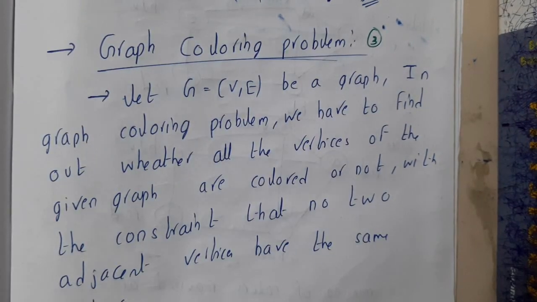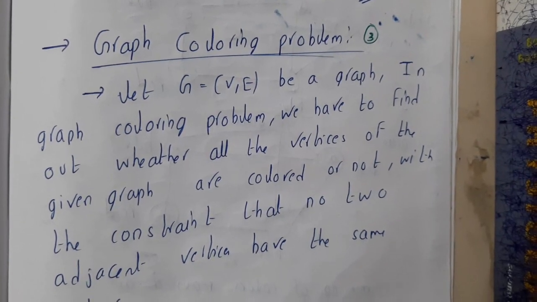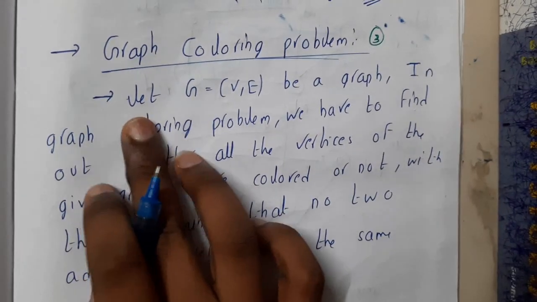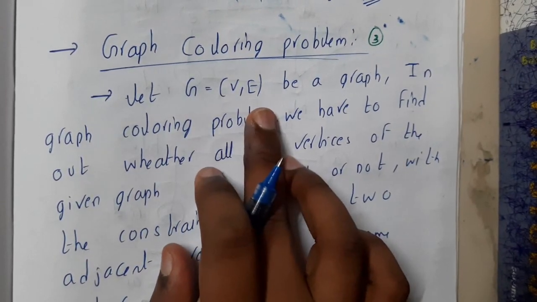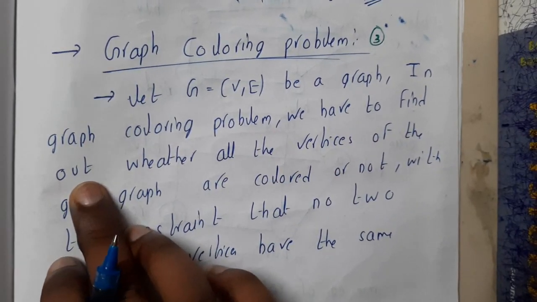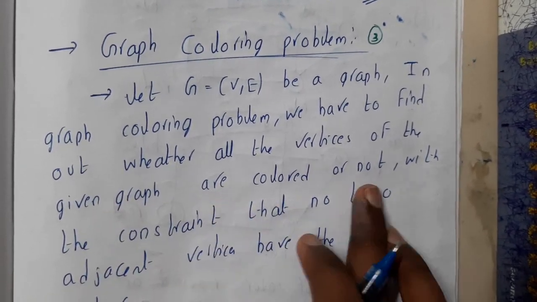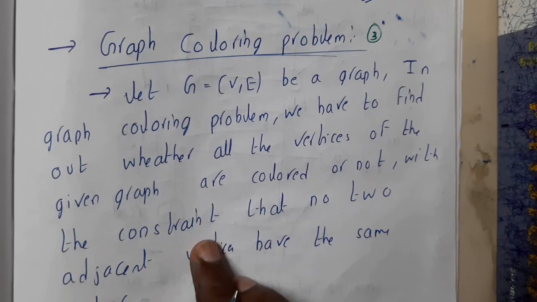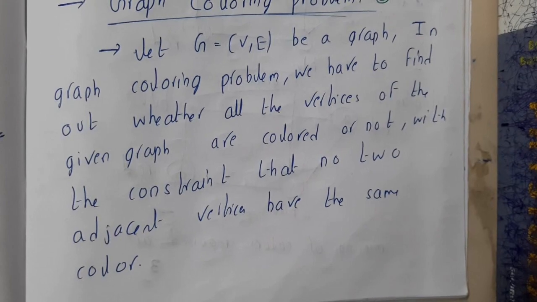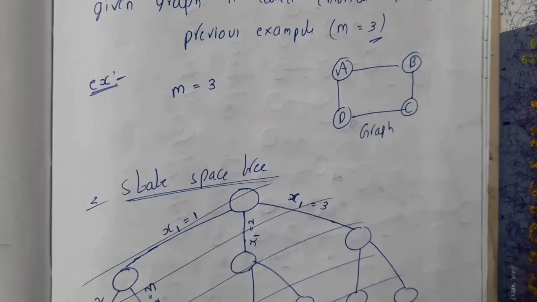Now let us go through the problem theory and one or two examples. After that we'll discuss the algorithm and how you can draw a state space tree for this. So first, the theory. Let graph G equals (V, E) be a graph. In a graph coloring problem, we have to find out whether all the vertices of the given graph can be colored with a constraint that no two adjacent vertices have the same color. That is our only condition, guys. Any two adjacent vertices should not have the same color.